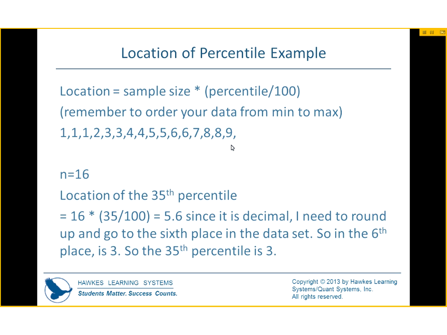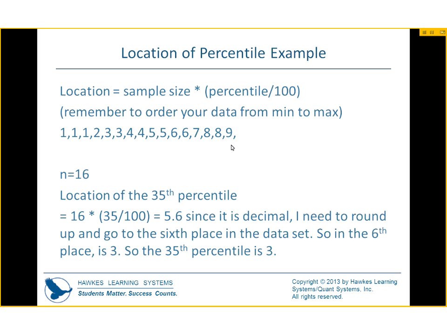I wrote the formula in English, so it might help you. Location equals sample size times percentile over 100. The first thing to do is order the data from minimum to maximum. I have 16 values right here. Just say they are quiz scores from 1 to 10. N is 16 because I have 16 values in the small data set. So my question is: what is the location of the 35th percentile?